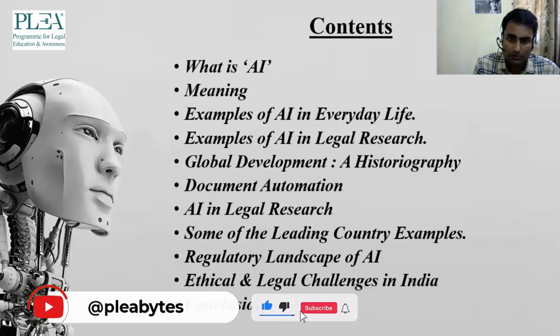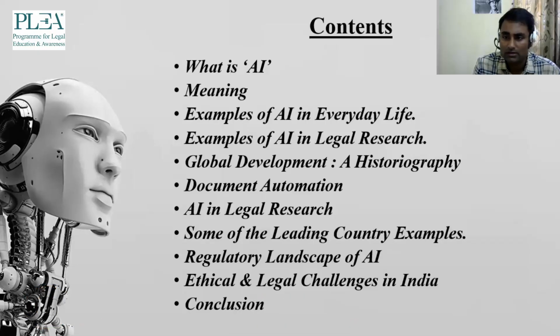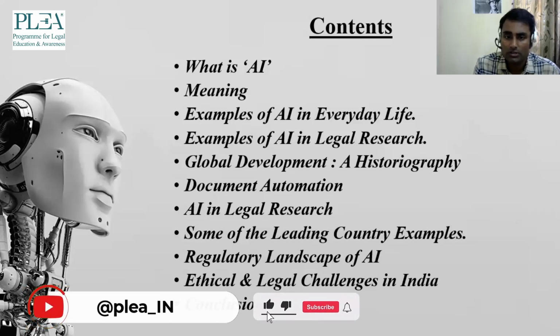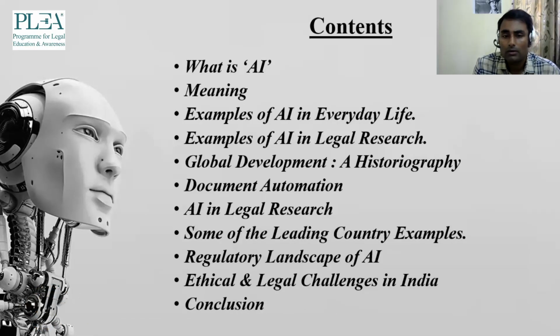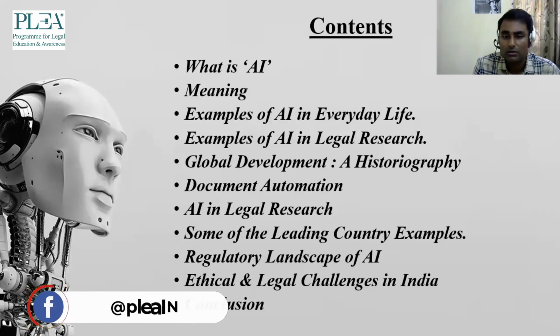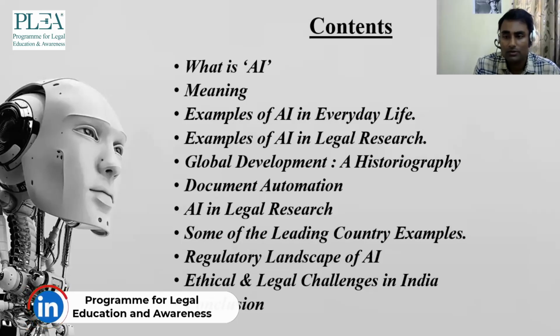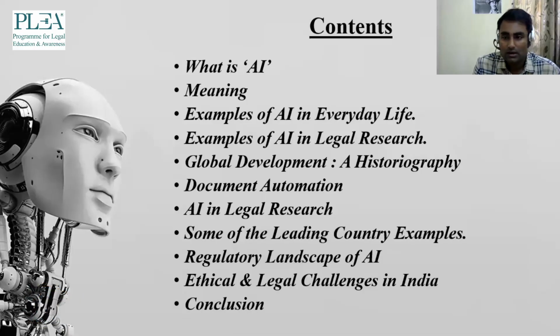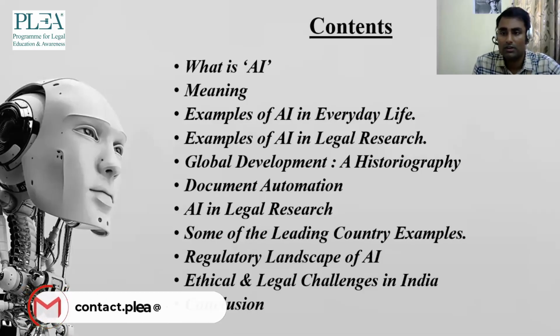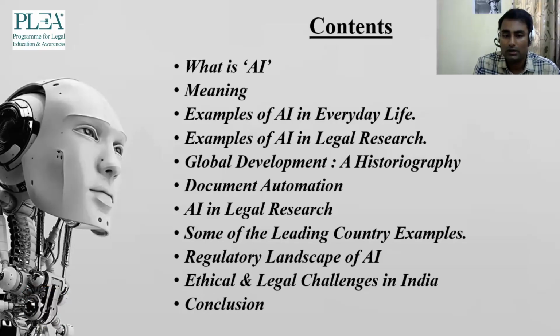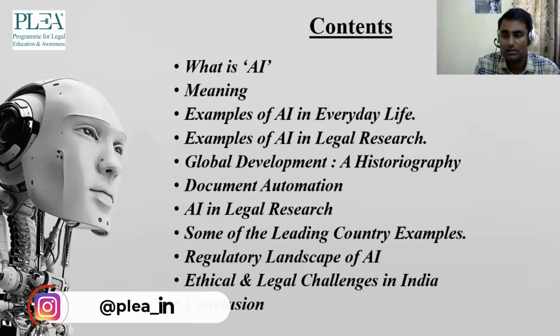Then examples of AI in legal research, in two things. One is in law, that is, in the practice in the court systems, and another is in legal research, that is, the research part. Both will come, and then the development of it, the history, a little bit on automation, and how it is relevant in legal research. I am not saying cases, because that would be something different. So we'll go for AI in legal research with some countries' examples.